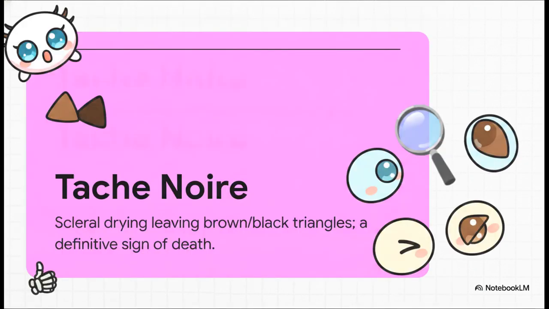Speaking of the eyes, here is a very specific, high-yield forensic pitfall you absolutely need to know about. It's called tache noire. If the eyelids remain open after death, the exposed part of the eye, the sclera, begins to dry out. This deposits a brown or black pigment right across the eye in the shape of two opposing triangles. This is a definitive sign of death, and forensic experts must be extremely careful. This must never, ever be mistakenly identified as a black eye from a pre-mortem assault.